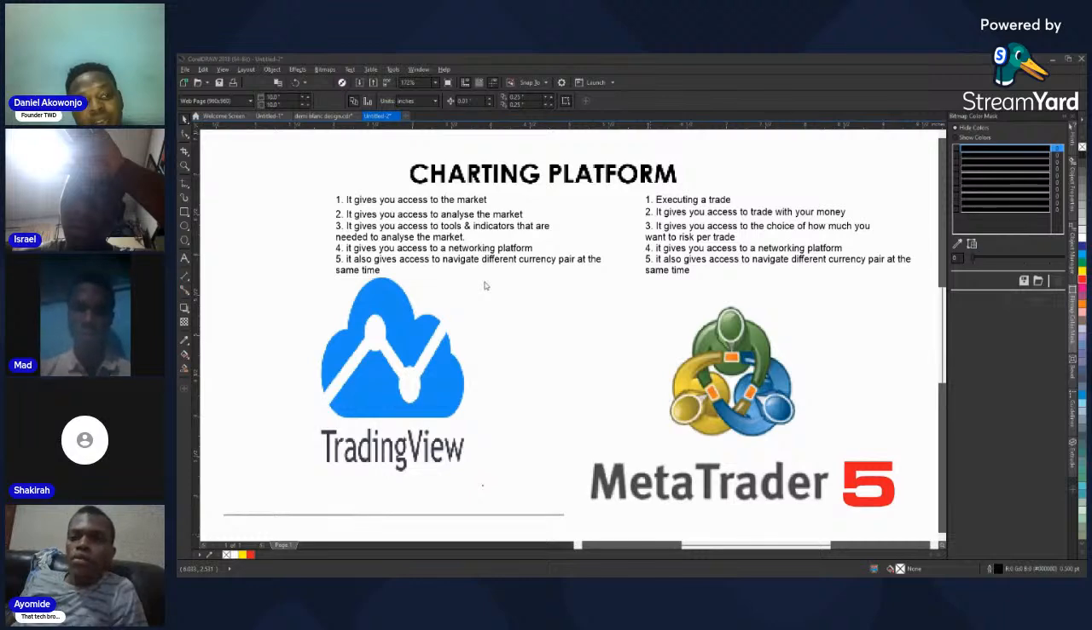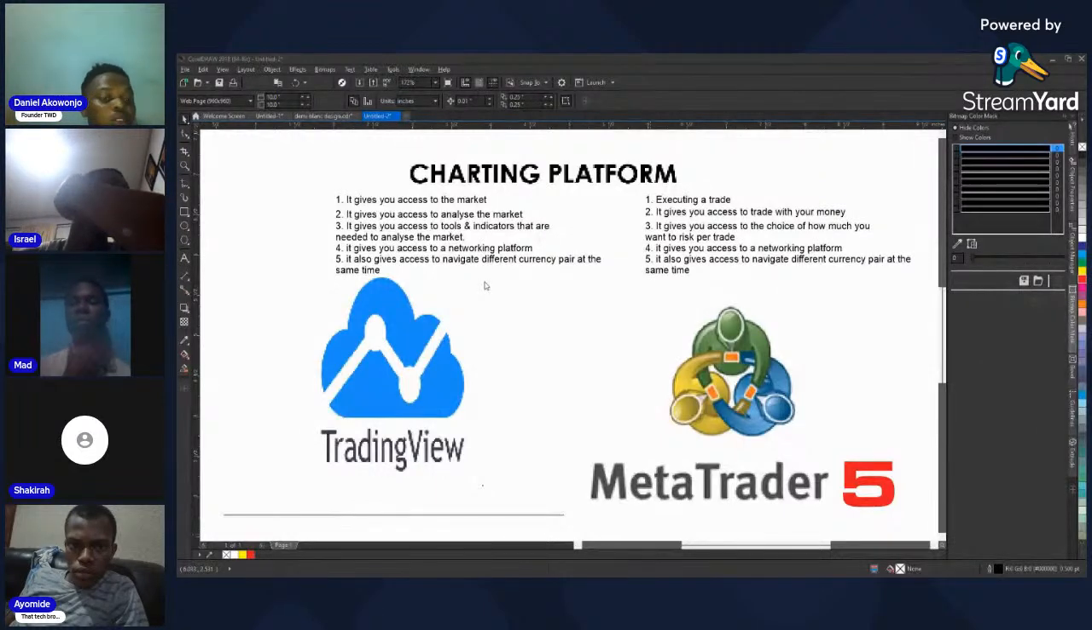So it gives you the access to choose whatever you want to make: the amount of money you want to input, the amount of money you want to withdraw, the amount of money you want to close the trade on, and all things like that. Do you understand? It gives you that opportunity of choice. And also, there is something we now call a lot size.